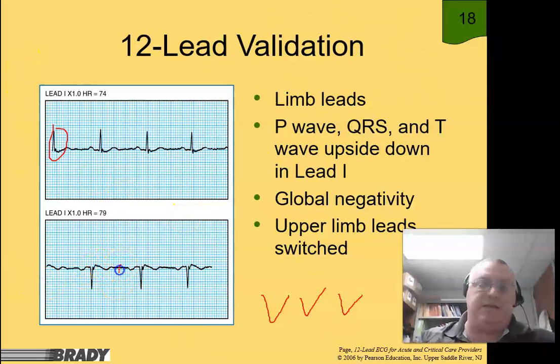Now, notice how the P wave is upside down. The T wave is upside down. By the way, in VTAC, your T wave will probably be right side up. Okay, so again, everything's upside down. Guess what? You put the leads on wrong. You've got to double check your leads, because more than likely that's what's going on.